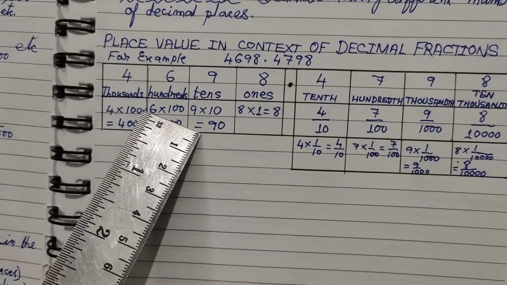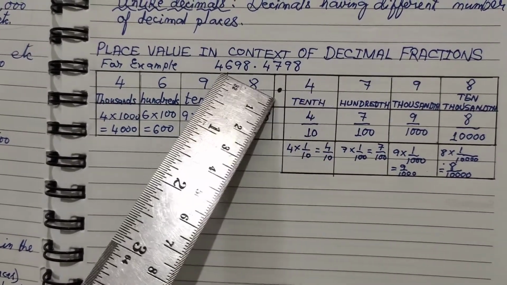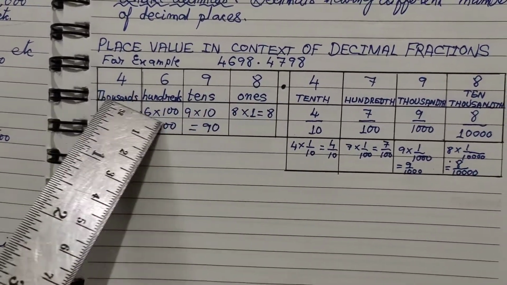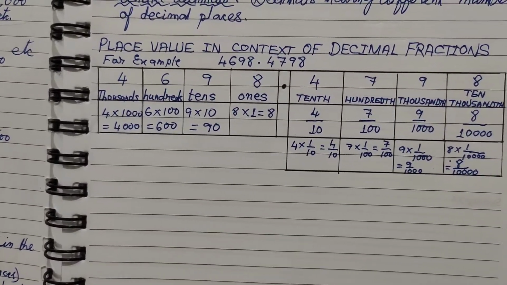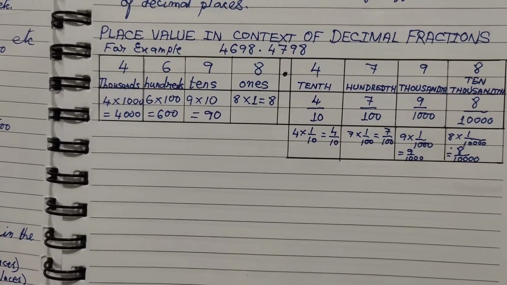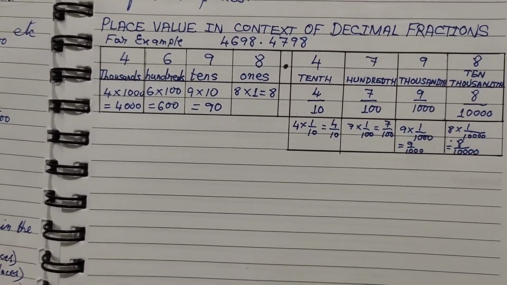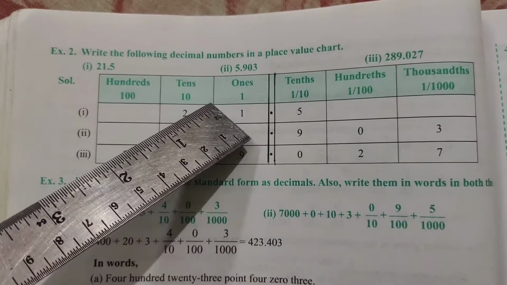You will be asked a question wherein you will be given one decimal number, like I have given over here, and they will ask you to expand it like this: write the decimal in expanded form. A few examples of decimals written in expanded form are given in your book. Let us see that. Okay, here it is.